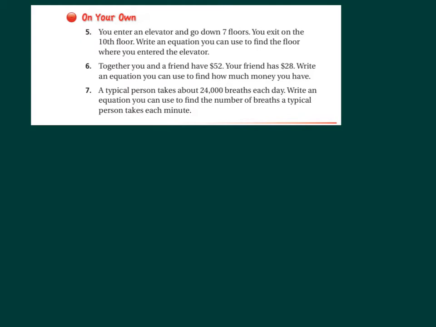So it says you entered an elevator and you go down 7 floors. You exit at the 10th floor, and it says to write an equation to use to find your starting floor. So for number 5, we are going to say our starting position minus 7 because we went down 7 floors, and we are going to end up at the 10th floor. So S minus 7 equals 10. That's pretty similar to example 4.